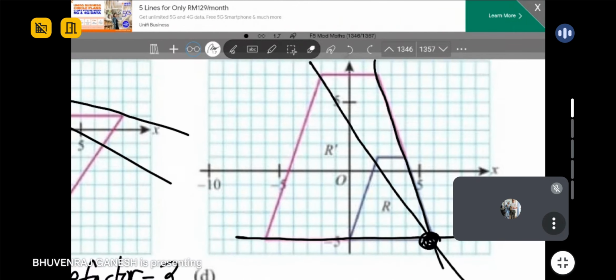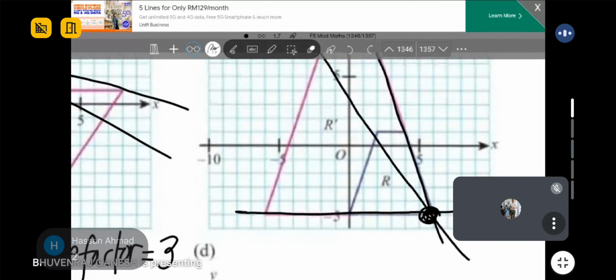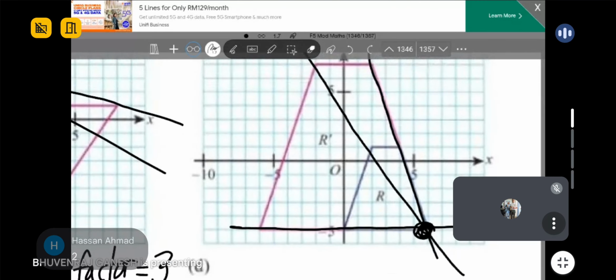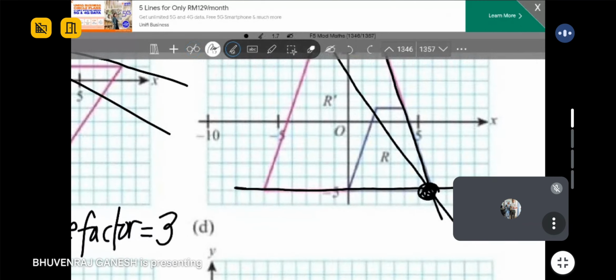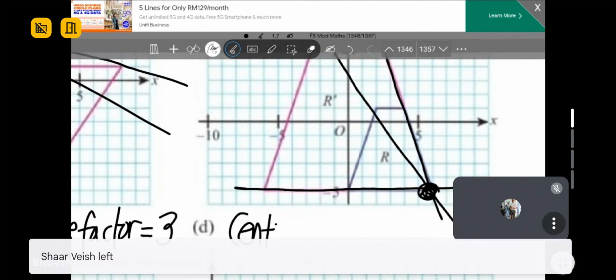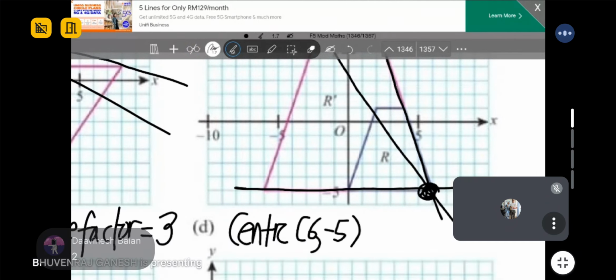What will be your scale factor? Yes. Okay, correct. Alright, so the answer is 2. So the center coordinate is (6, -5), and the scale factor is 2.